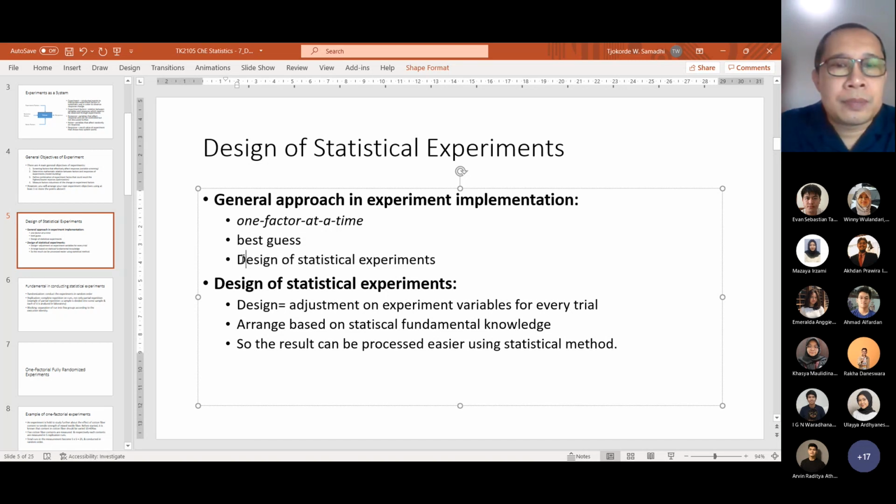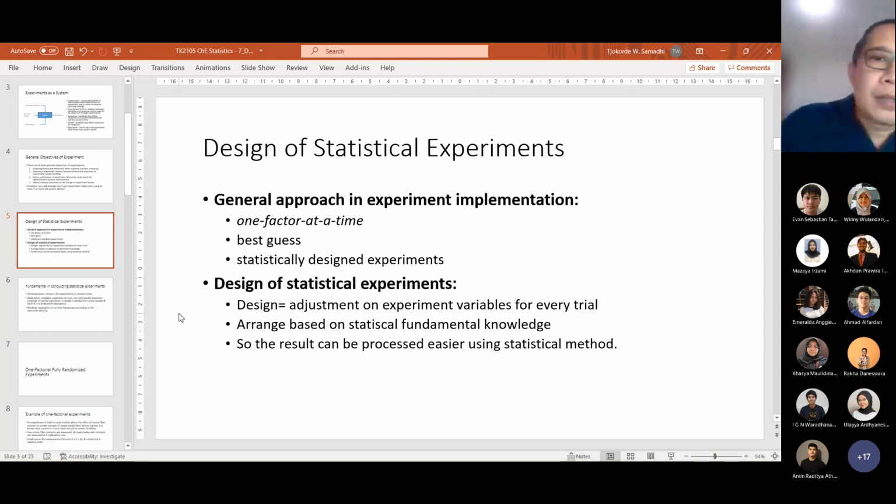Geez, sorry about this, guys. Better. Statistical design experiments. So these are experiments in which the design, meaning when we say experimental design in this context, we don't refer to experimental procedures.